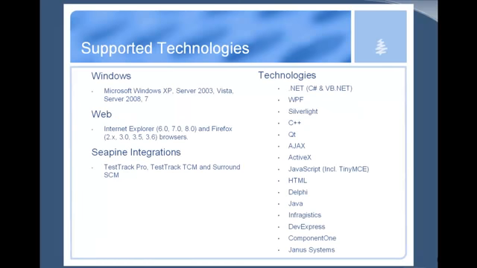QA Wizard Pro runs on Windows XP, Server 2003 and 2008, Vista, and Windows 7. Web application testing is available in Internet Explorer and Firefox. You can record in one and play back on the other as needed. The integrations with other cPine products include TestTrack Pro, TestTrack TCM, and Surround SCM. A list of supported technologies is also shown.